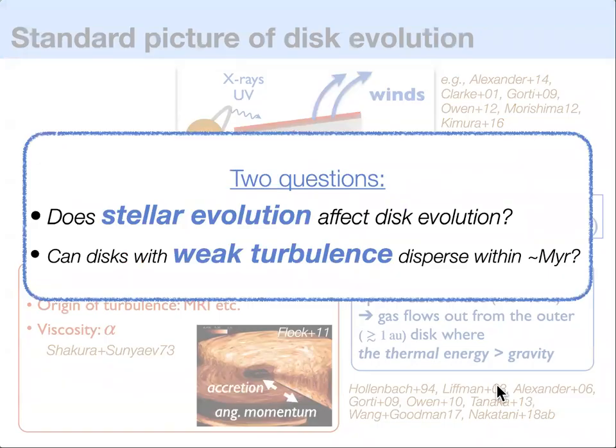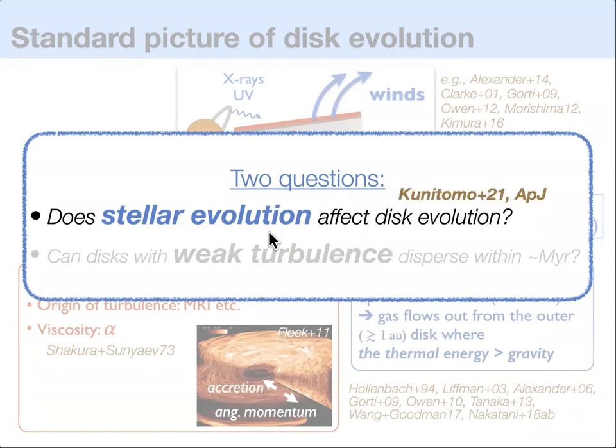However, with this standard scenario, some observational features cannot be explained. So in this talk, I will focus on two questions. How does stellar evolution affect disk evolution? How do disks with weak turbulence disperse? And first, let me start with the first question.